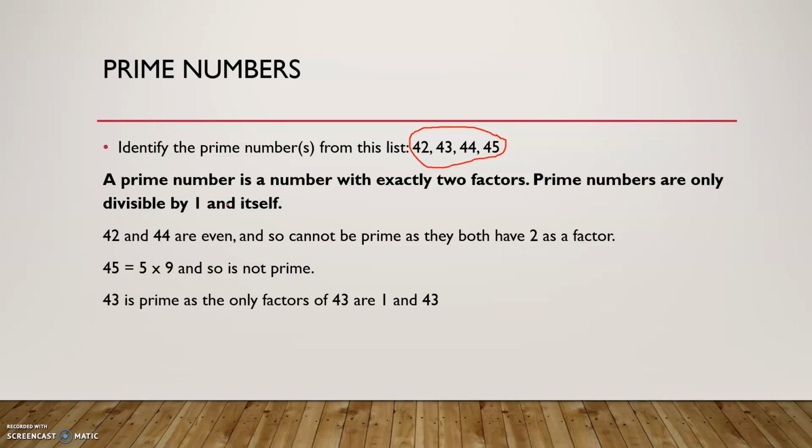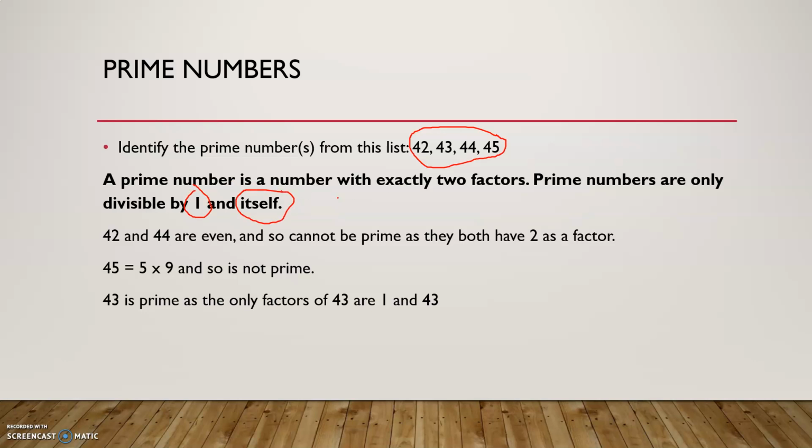First, we have to define what a prime number is. A prime number is a number with exactly two factors. Prime numbers are only divisible by 1 and itself. So a prime number can be divided by 1 and by itself. These are the two factors.